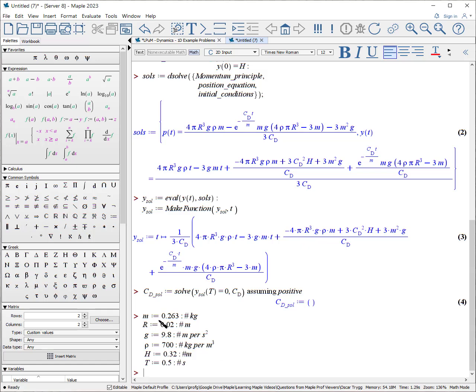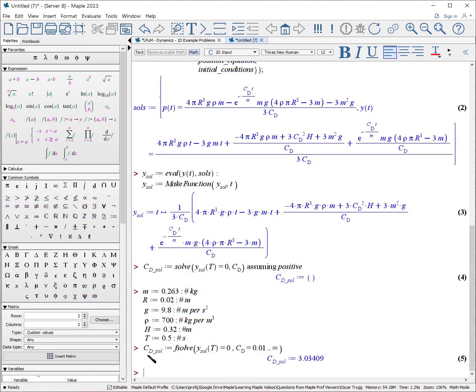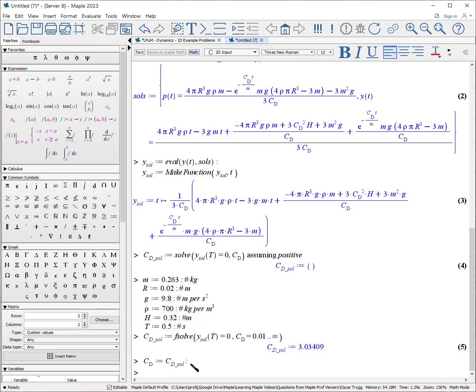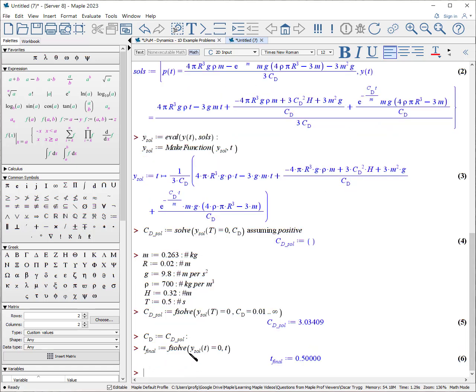Notice each constant is assigned a value in MKS units. Now I can use Maple to solve for the floating point value for when it hits the ground, what is the value of C sub d. Notice I've given C sub d a range for it to look for to make sure that it only extracts a positive value. If we define our drag coefficient as the solution, we can reaffirm that when the ball reaches the ground, i.e. when y is equal to 0, the time is the 5 seconds given.